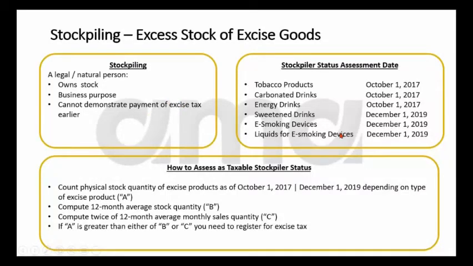Okay, as I had specified, there were some old excise products and there were some new excise products. So physical stock of that excise goods would have been checked on these two dates, 1st of October and 1st December. So how to assess the stockpiler status? First, you count the physical stock on either of these applicable dates according to the product category. Once you have counted this physical stock, then you would compute two amounts. One is the 12 months average stock quantity in the past 12 months, and the other is twice the average 12 months sales. So we have computed three figures, A, B, C. If A is higher than either of B or C, then you are an excess stockpiler, and you'll have to report the tax amount you have to pay.